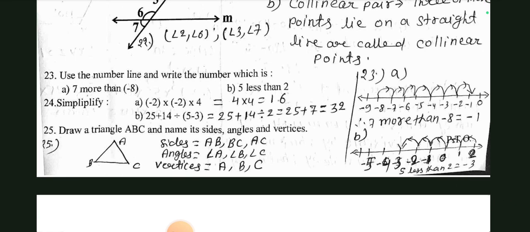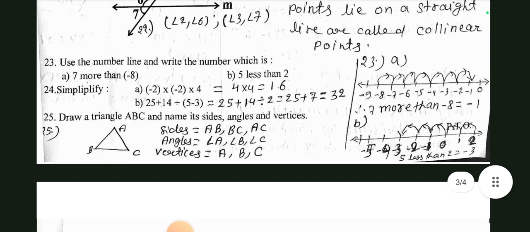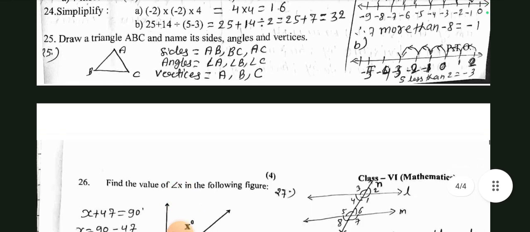Question 25, here is a triangle ABC given. The question says to write the sides: AB, BC and AC, total 3 sides. Angles: angle A, angle B and angle C, 3 angles. And vertices are A, B, C, total 3 vertices.